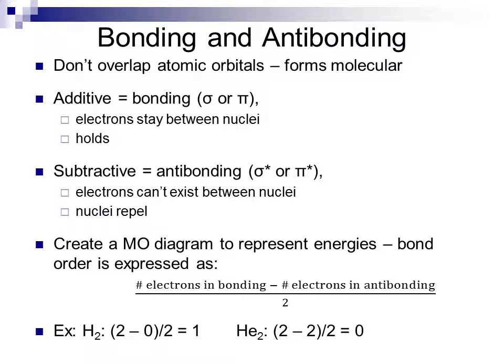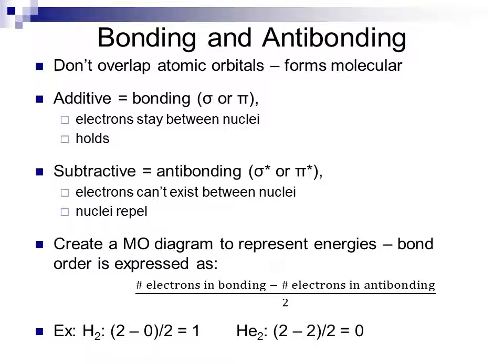So for the example, the H2 molecule, we have 2 electrons in bonding orbitals, none in antibonding orbitals. Divide that by 2, we have a bond order of 1, or a single bond. Helium, though, would have 2 in each, which gives us 0 as the numerator. Divided by 2 gives us a bond order of 0, or no bond, which creates an unstable situation.